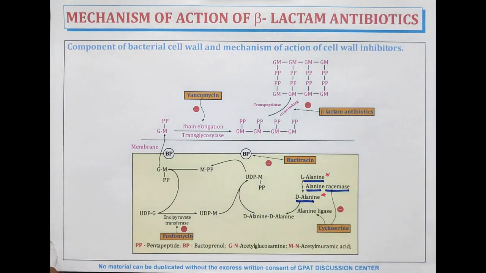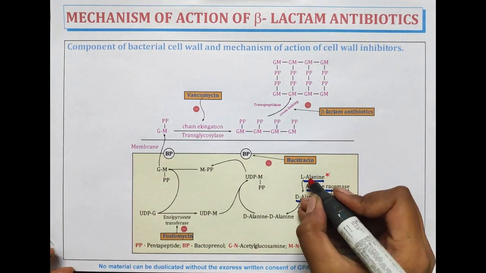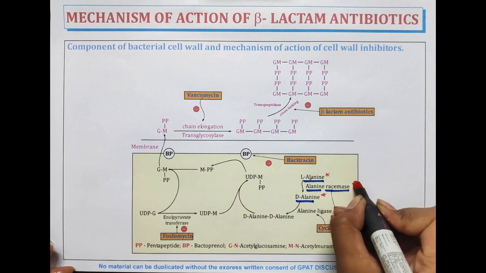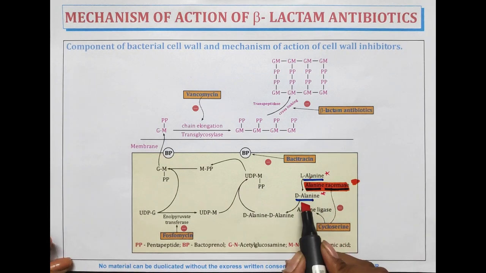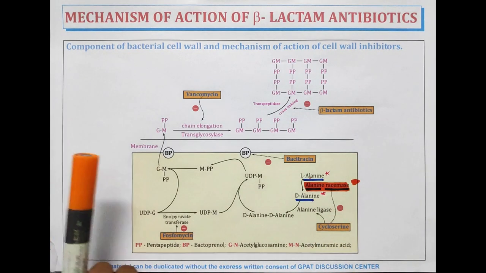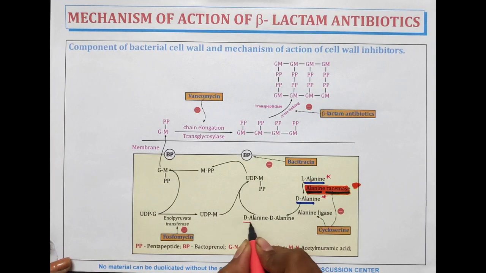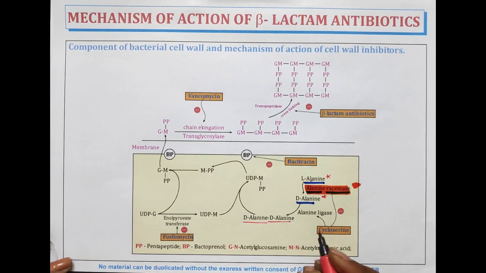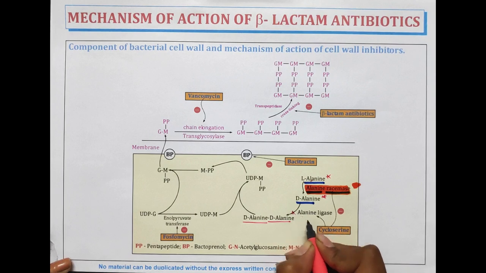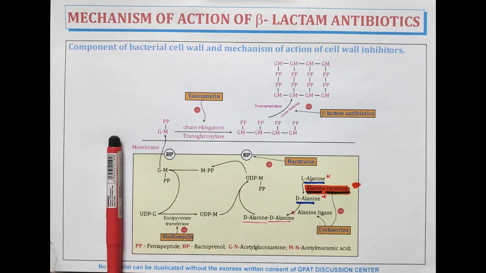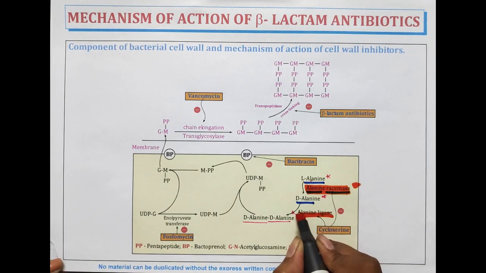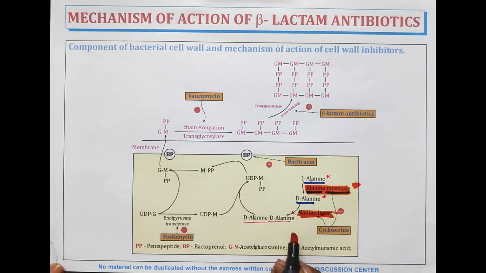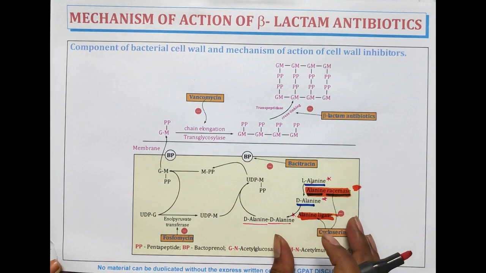This is converted by the enzyme alanine racemase. Further, D-alanine is converted into the D-alanine-D-alanine complex in the presence of D-alanine ligase. So alanine ligase is responsible for the conversion of D-alanine into the D-alanine-D-alanine complex. This is the one side.